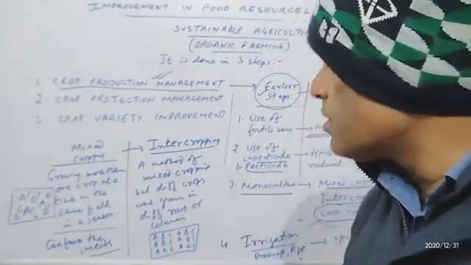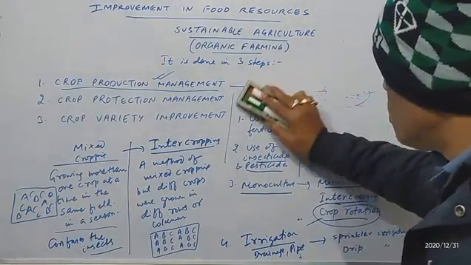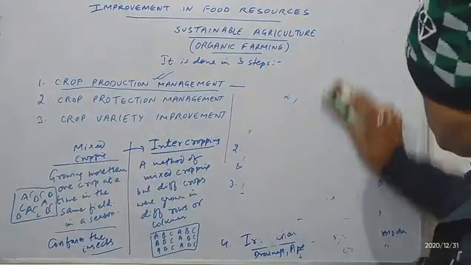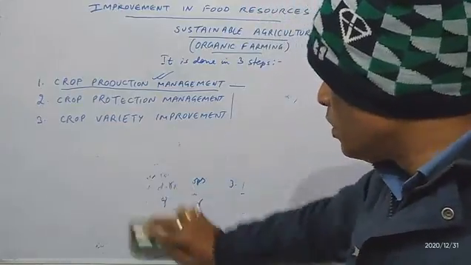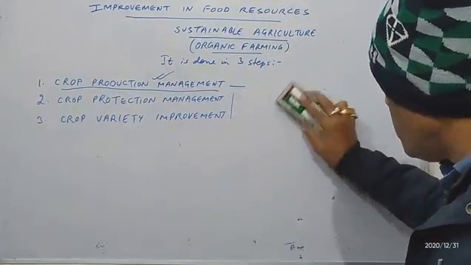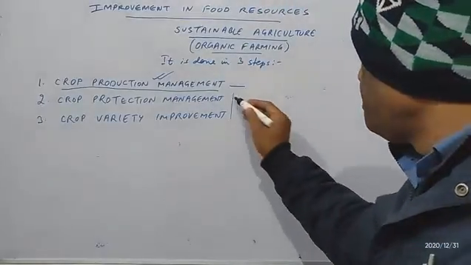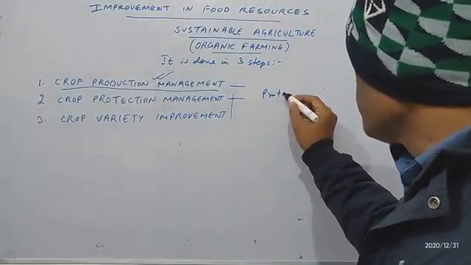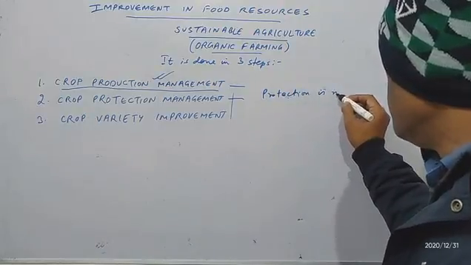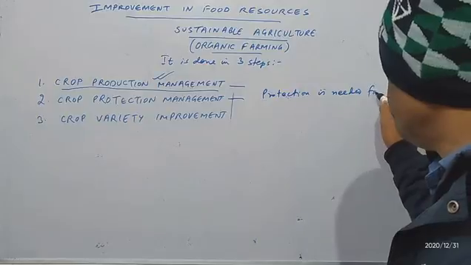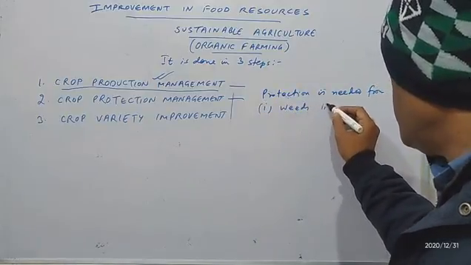The second major step, I hope you have understood that, we'll go to the second step called crop protection management. Now, what are the things from which the crop needs to be protected? The crops need to be protected, once again we are coming to the same thing, from two things. The protection is needed in the crops from two things, it is called the weeds and the pests.